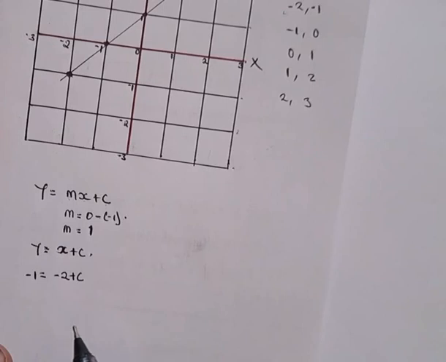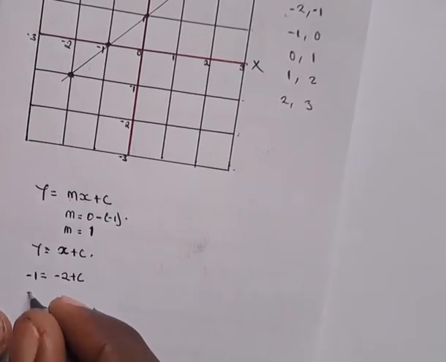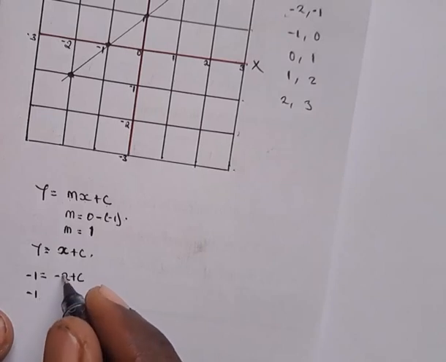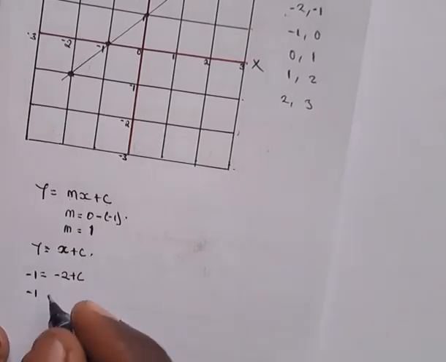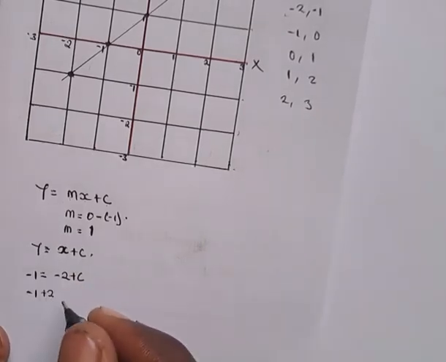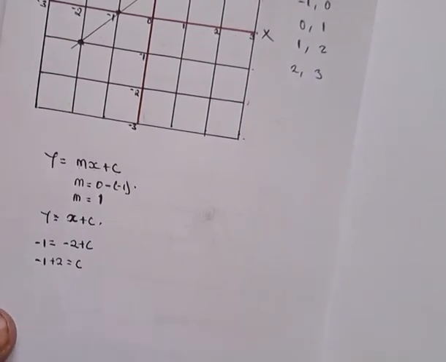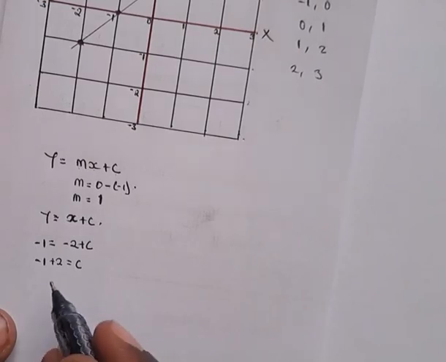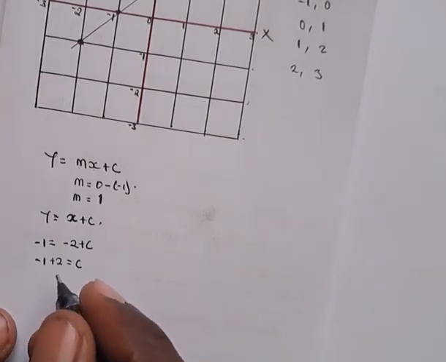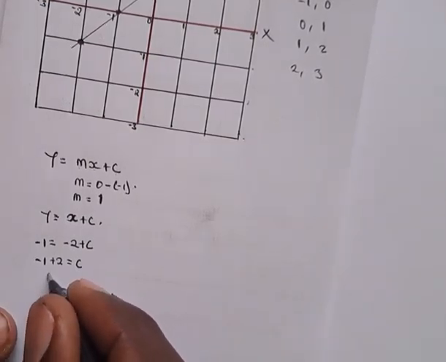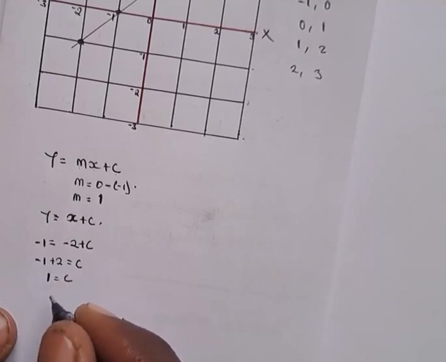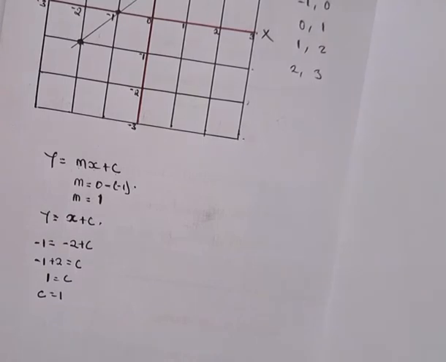And then from here we collect the like terms. So we're going to have -1 here. This -2 will go this side to be +2, then is equal to c. Then -1 plus 2 there, it's 1. So 1 is equal to c. Or better still, you can say c is equal to 1. So we have the constant, which is again 1.